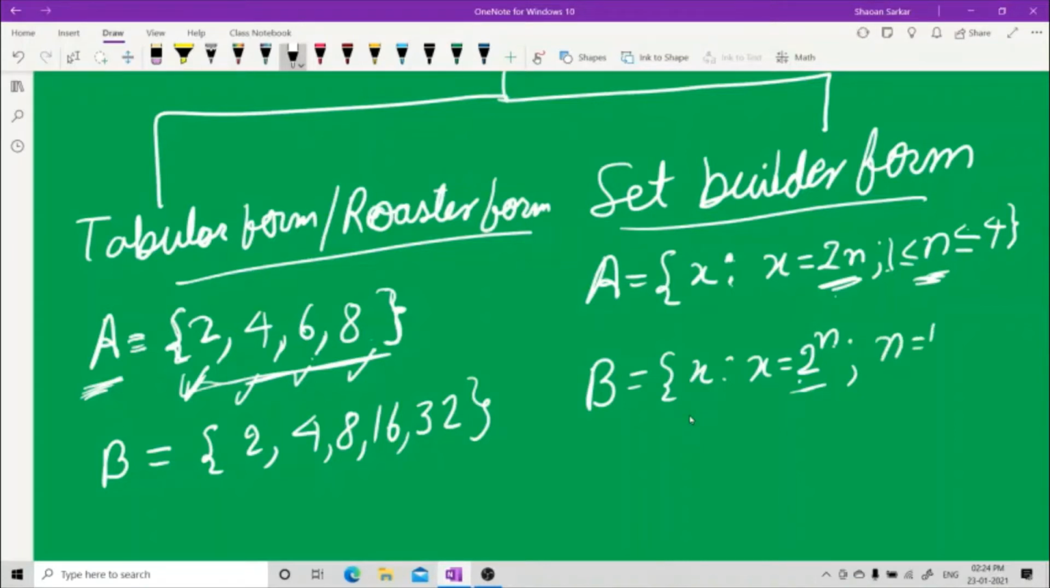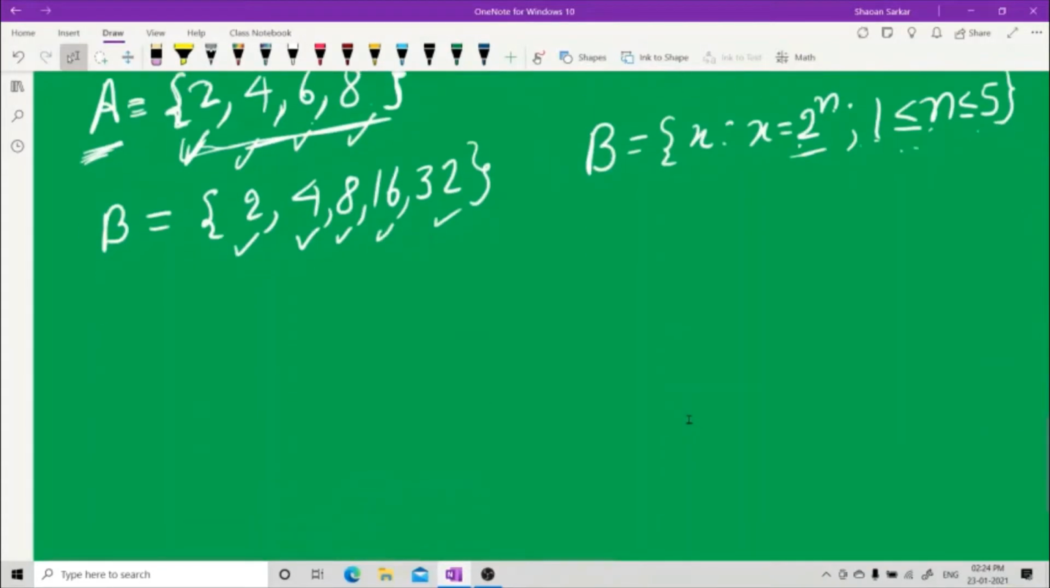n equal to 1, 2, or you can write like this also. That will be much easier. n is 1 to 5. When n is 1, you will get 2. When n is 2, you will get 4. When n is 3, you will get 8. When n is 4, you will get 16. When n is 5, you will get 32. I now hope you understood what is the set builder form and the tabular form. This has been made clear now with an example.